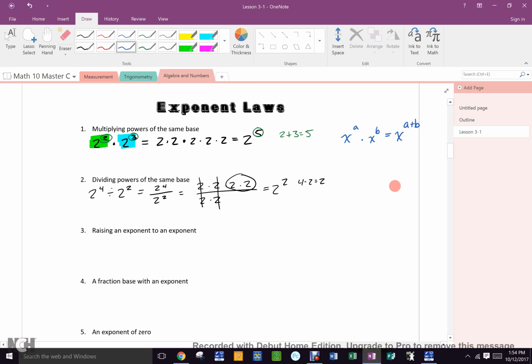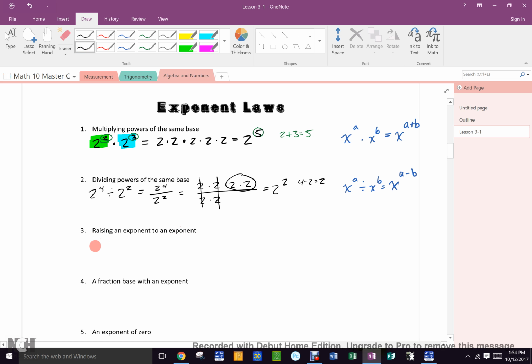How do I put that into general terms? This is a specific case. How do I write it over here? X to the, what letters am I using? A divided by x to the b equals what? A minus b. Everybody good? Easy peasy lemon squeezy, right? You already knew that with numbers. Now you're learning it with letters. Everybody okay? Yeah. All right.